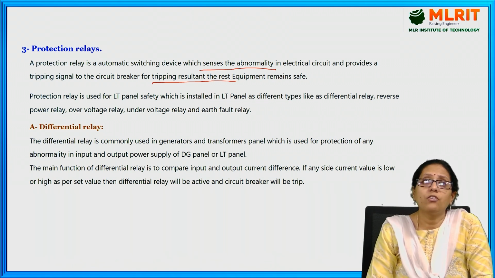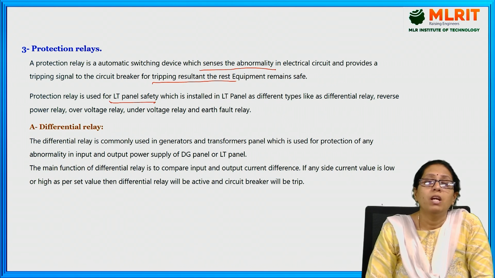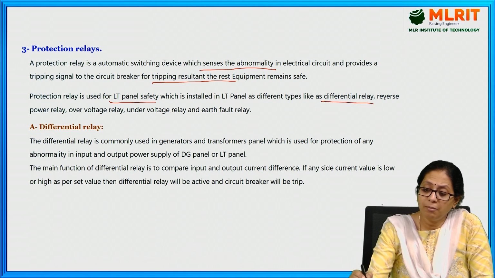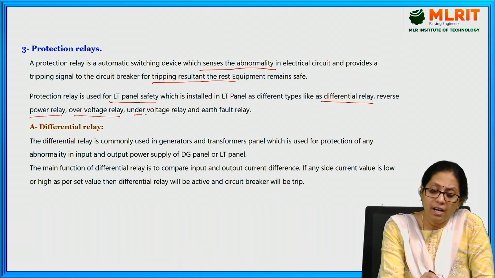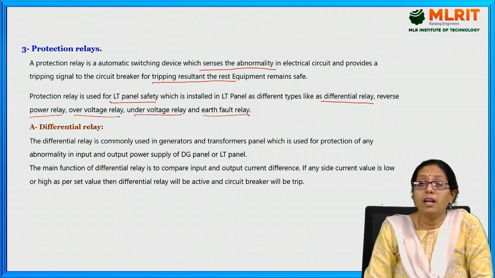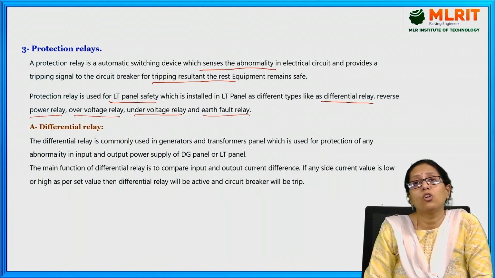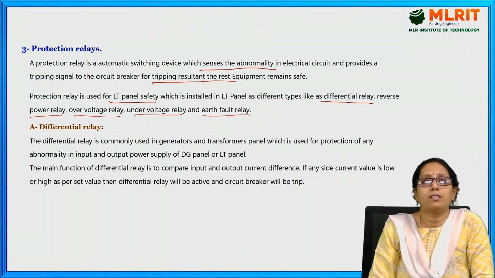The protection relay is used for LT panel safety, and is installed in the LT panel in different types like differential relay, reverse power relay, over voltage relay, under voltage relay, and earth fault relay. Means there are different types of relays, and based on the application and the location, we will be using these different types of relays or protection relays.